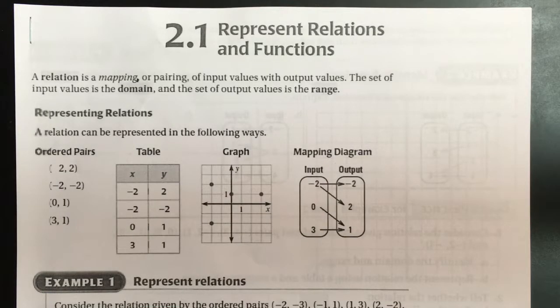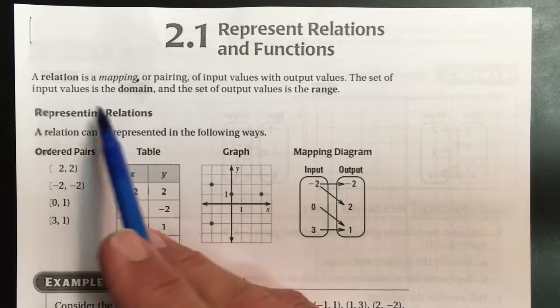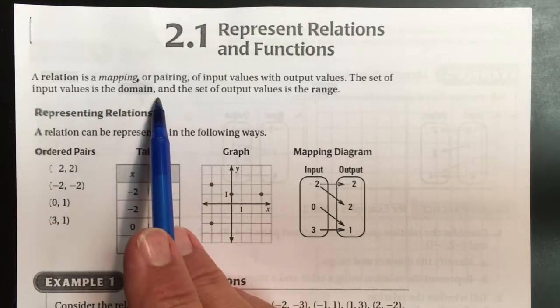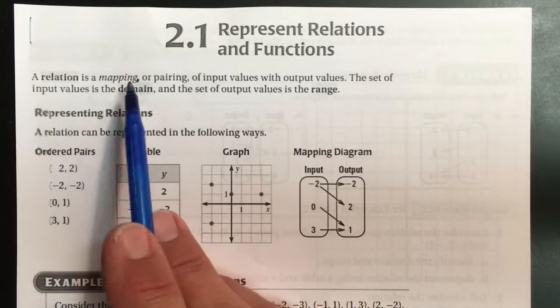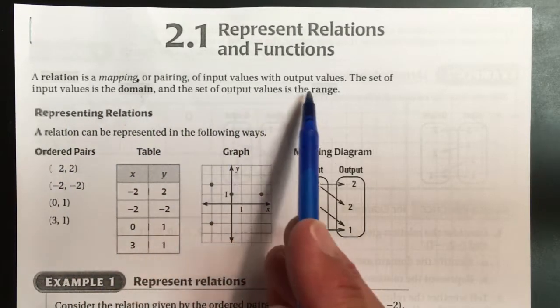Chapter 2, Section 2.1, represent relations and functions. It says a relation is a mapping or pairing of input values with output values. The set of input values is the domain. The set of output values is the range.